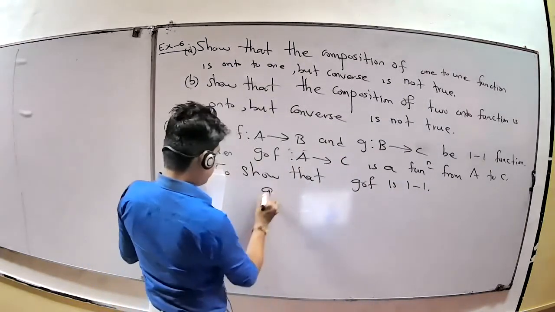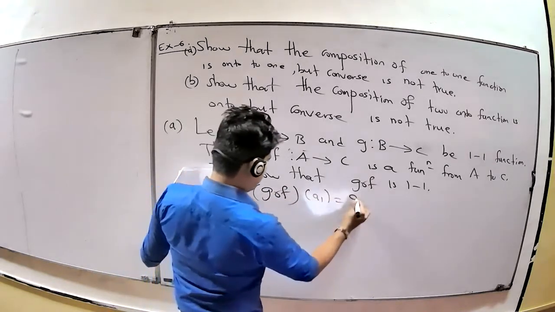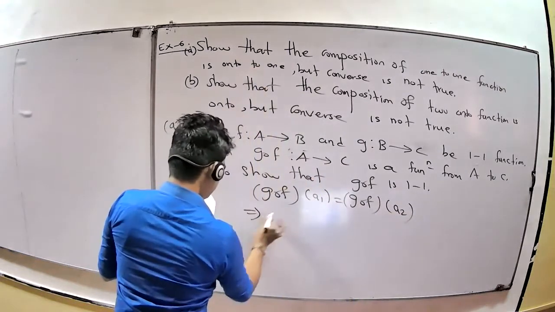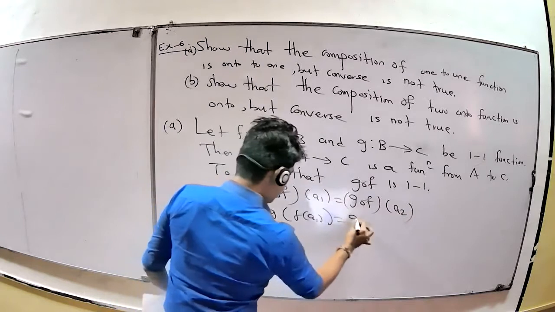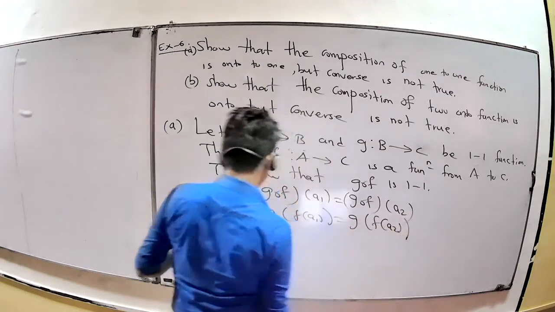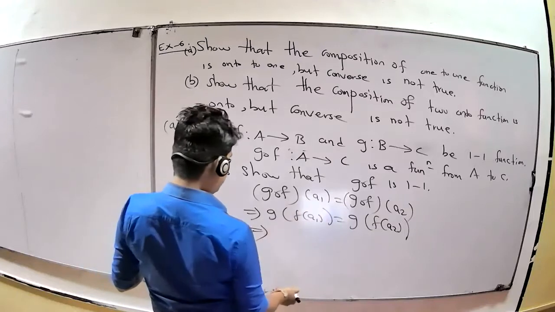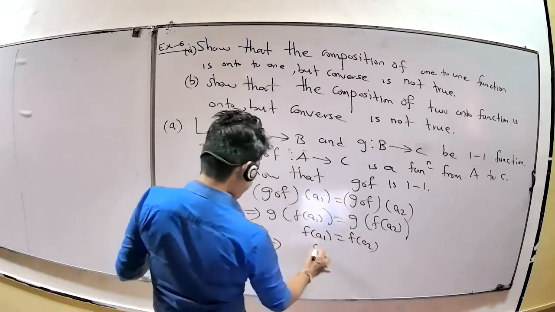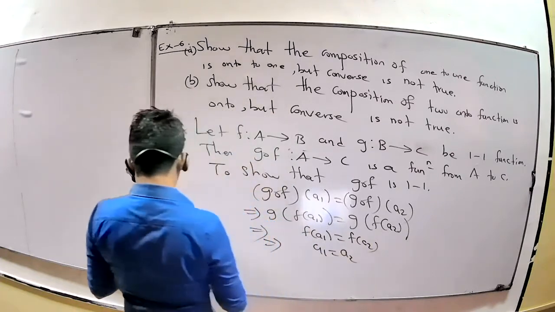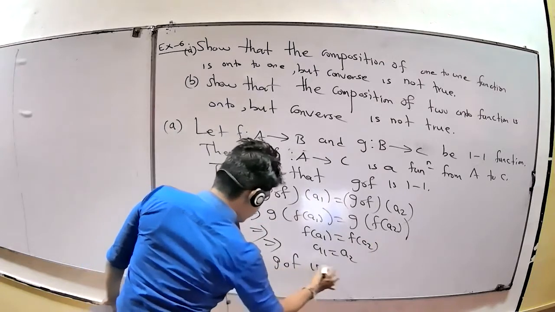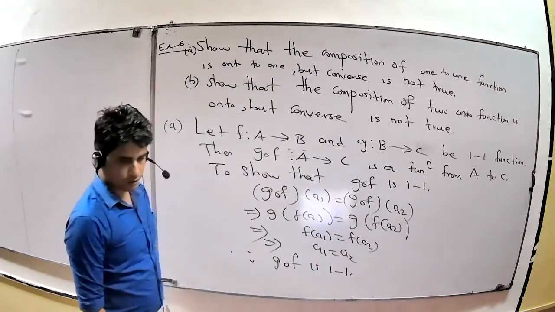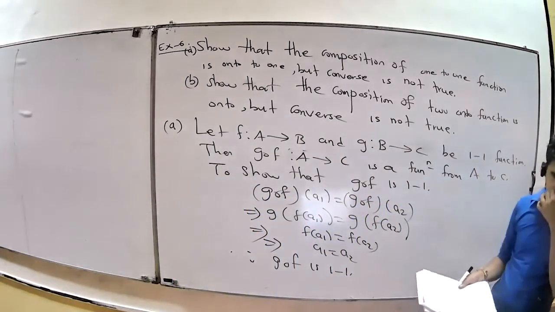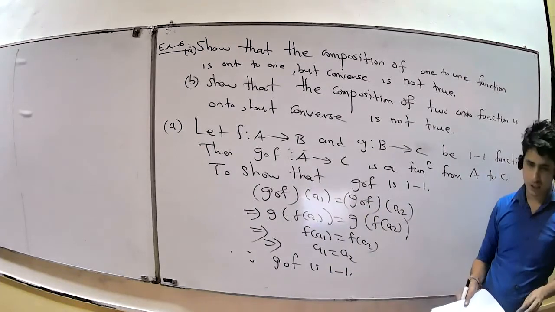Let us take two elements, and suppose g composition f of a1 equals g composition f of a2, that is, g of f of a1 equals g of f of a2. Since g is one-to-one, f of a1 equals f of a2. But f is also one-to-one, therefore a1 equals a2. Therefore g composition f is one-to-one. Now the converse part is not true, therefore you want to give a counterexample for this part.